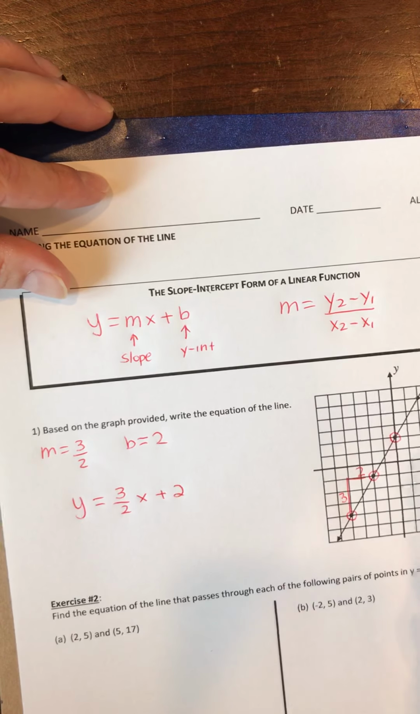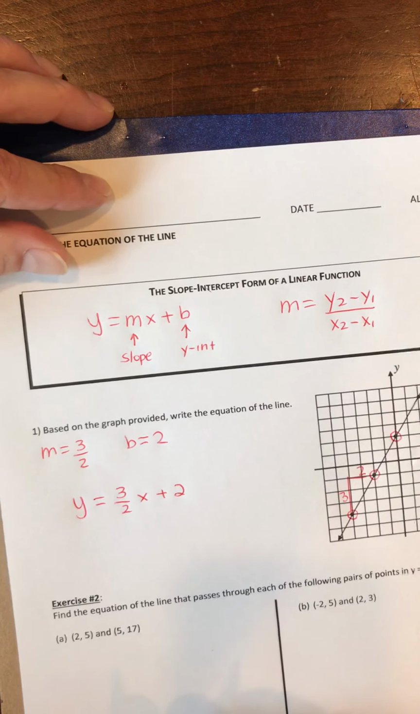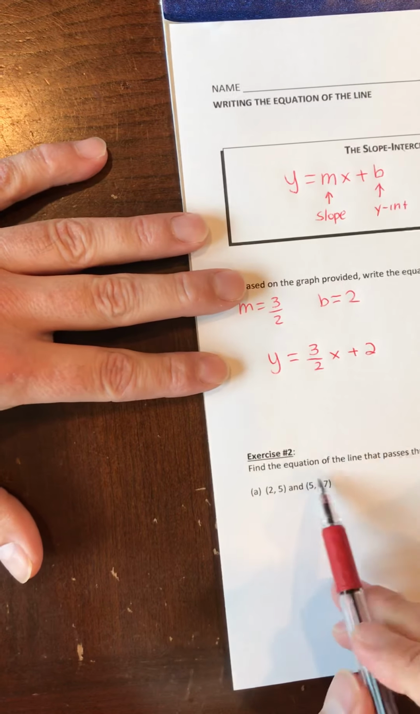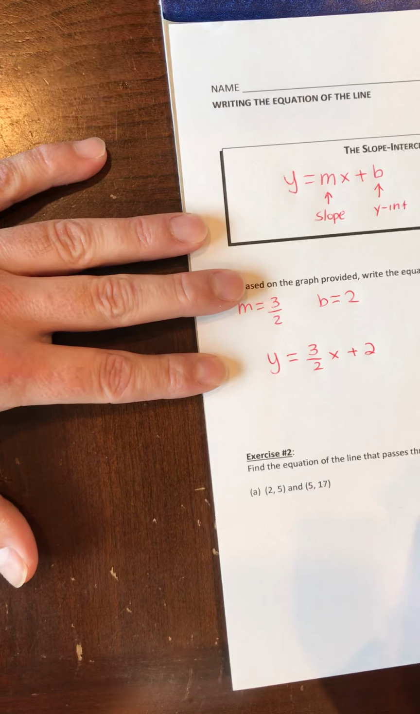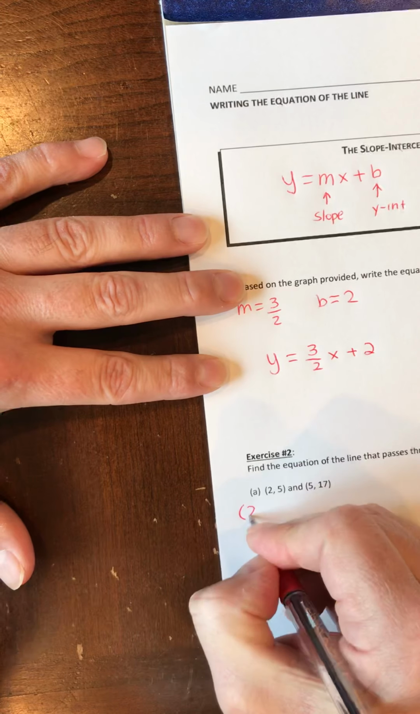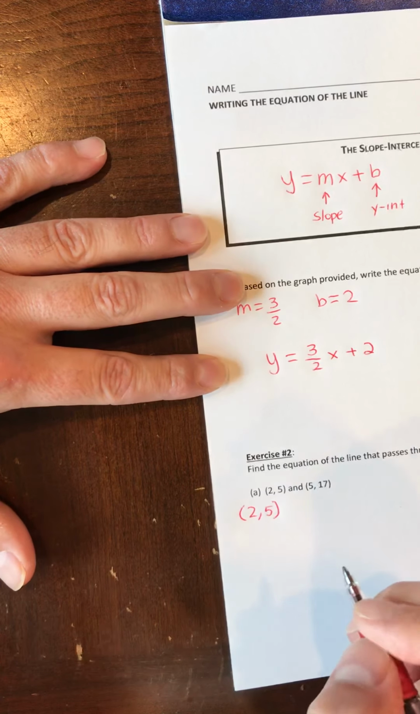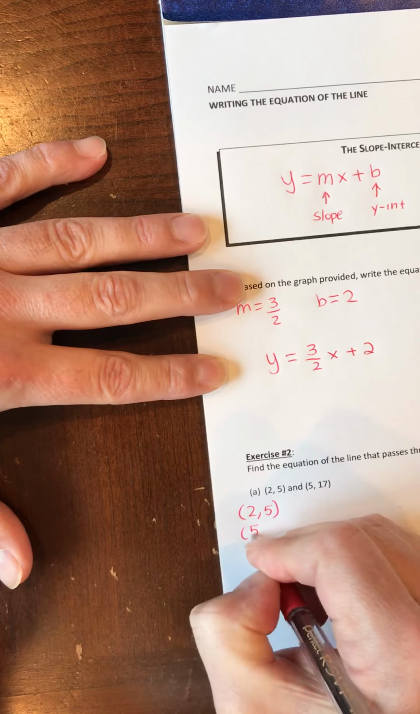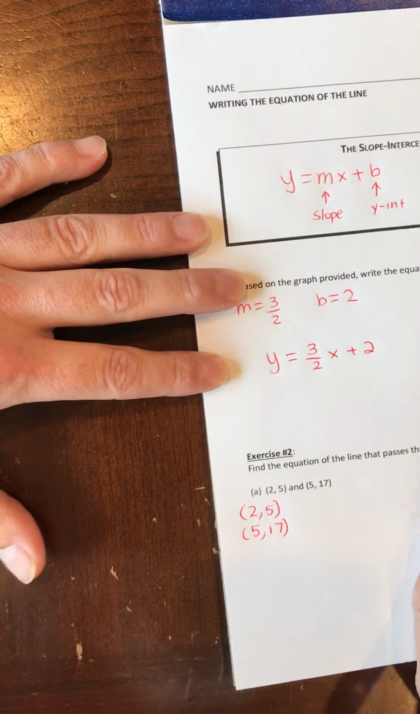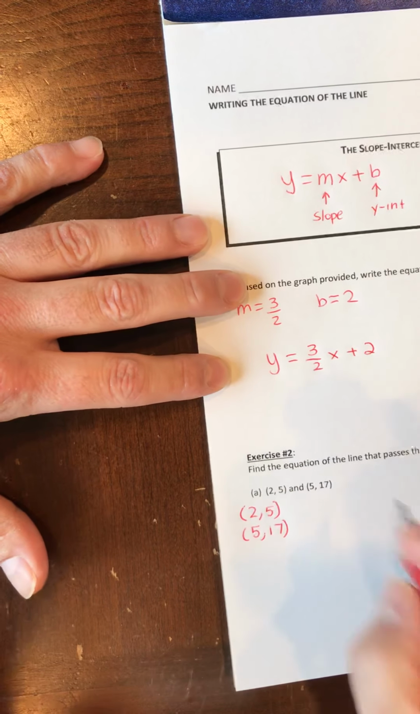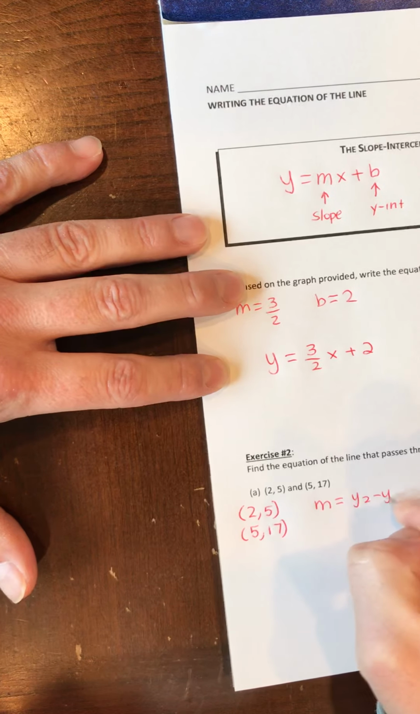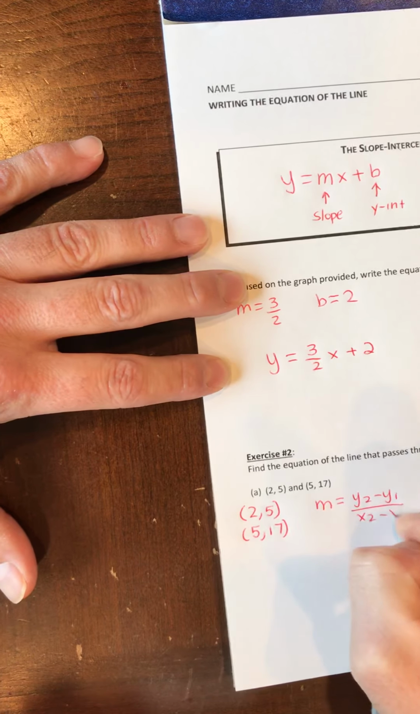It's that simple. Now, when they give you coordinates, though, it's going to be a little trickier. So let's look at number 2. We want to find the equation of the line that passes through these points that they gave us. My first recommendation, rewrite the points above each other so that the x's line up and the y's line up. Or you could write it like a table of values. The first thing we need to do, we need 2 things. We need the slope and we need the y-intercept.